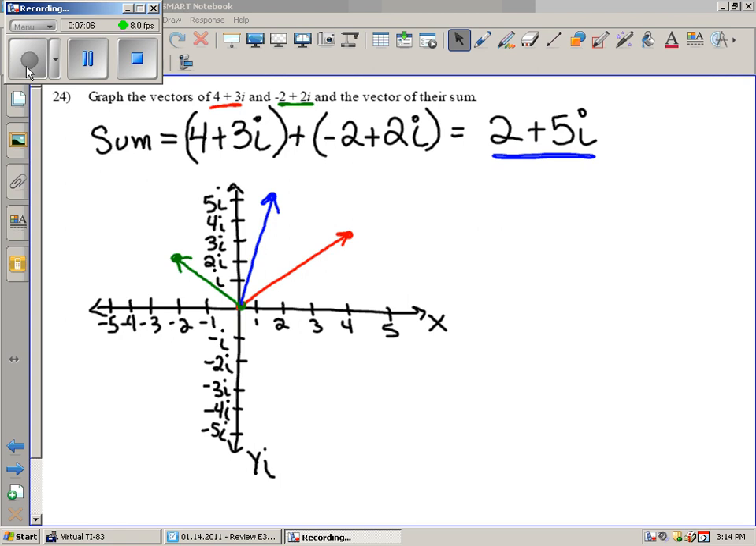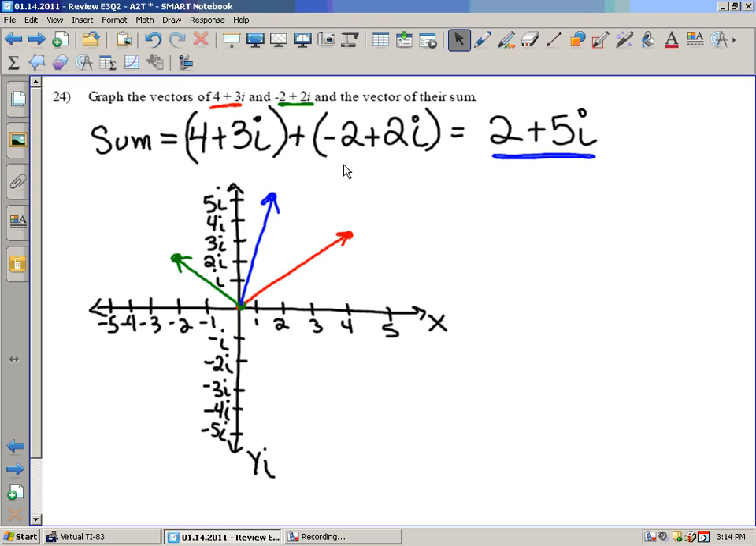Number 24, graph the vectors, right? Graph the vectors of 4 plus 3i and negative 2 plus 2i and the vector of their sum. On top, you'll see me just finding the sum here. All I do is add them together, and you get 2 plus 5i. And then over here, you're seeing me graph them.